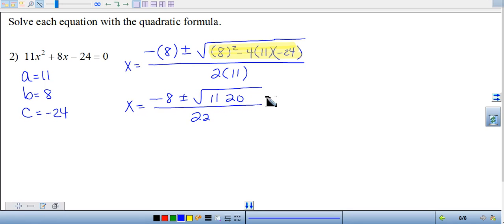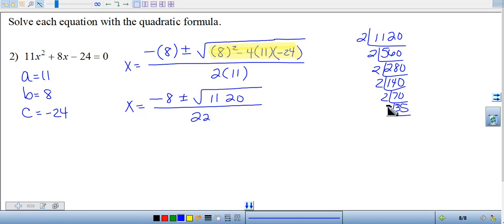Now 1,120 is a large number. I need to break that down and see if anything comes out. You can try doing a square root, but it's going to give you a decimal answer. And when you get a decimal, that lets you know it's not a perfect square. So 2 will go into 1,120 560 times. 2 goes into 560, 280. 2 into 280 is 140. 2 into 140 is 70. 2 into 70 is 35. And 5 goes into 35 7 times.